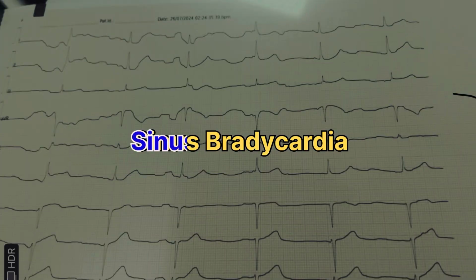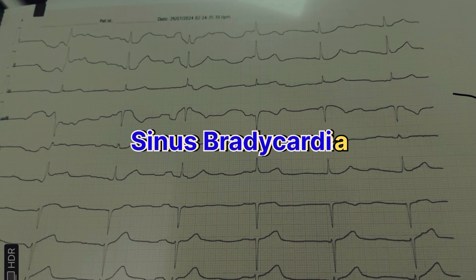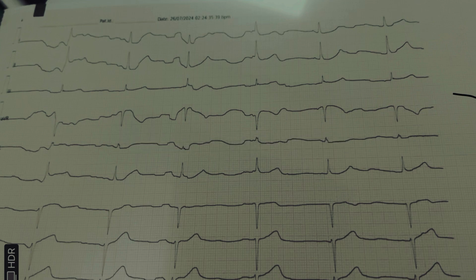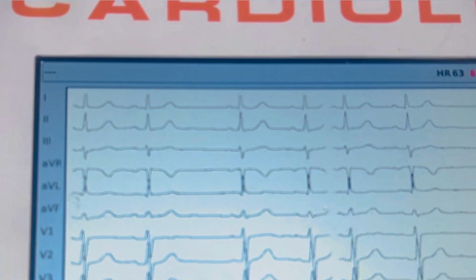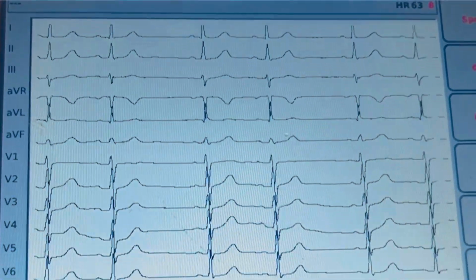Now we'll have a look at sinus bradycardia. It's bradycardia because the distance between two R waves is longer, indicating a slower heart rate. Typically the normal heart rate is 60 to 100 beats per minute. If the heart rate is below 60, that is called bradycardia.